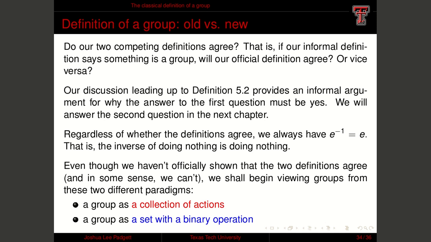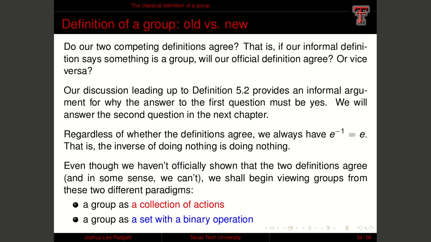We have two competing definitions. One is very informal and one is very rigorous. Do they agree? Or at the very least, does our informal definition imply that something is a group under our more strict definition? Does that make sense? So we have the old definition. If it was a group by the old definition, does it imply that it's a group by the new definition?